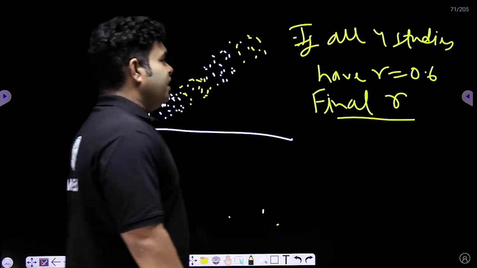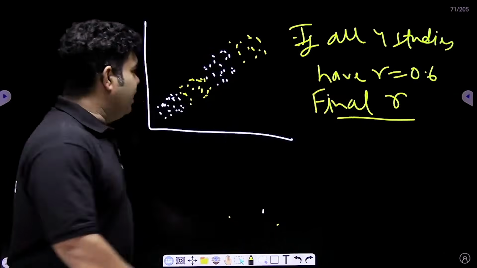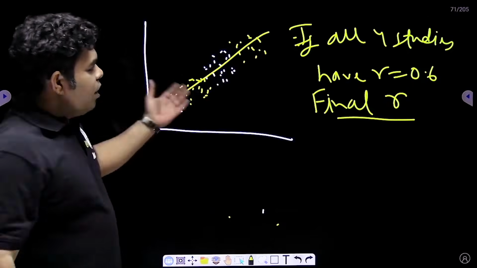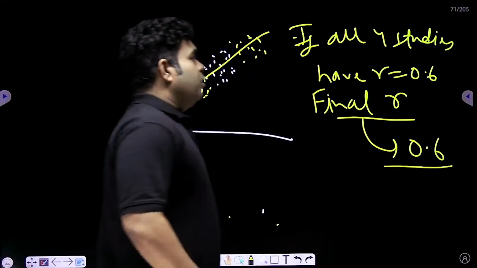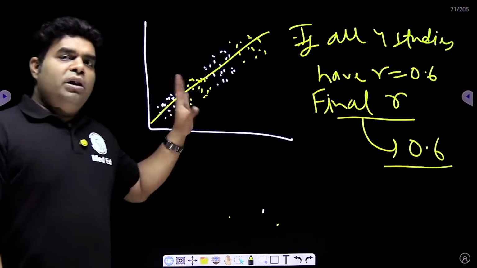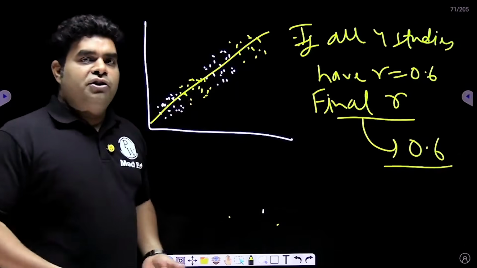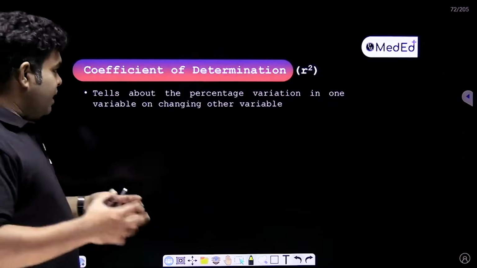Final correlation coefficient. Because all 4 studies are at the same distance from the imaginary central line, the R of the final study will also be 0.6, because all 4 studies have the same dispersion. So the final study including all the 4 will also have the same correlation coefficient of 0.6. So this correlation coefficient tells the strength.